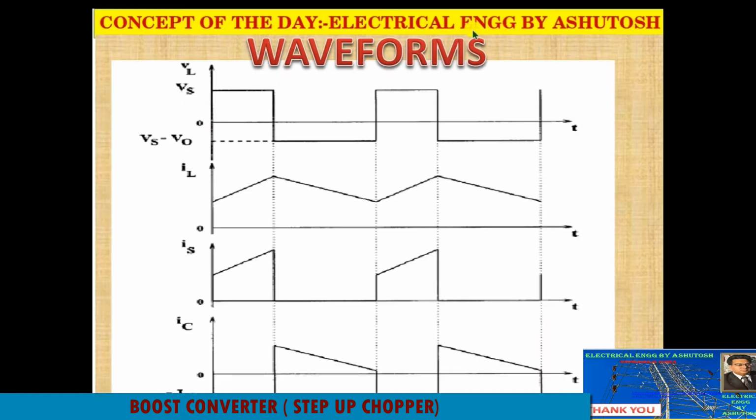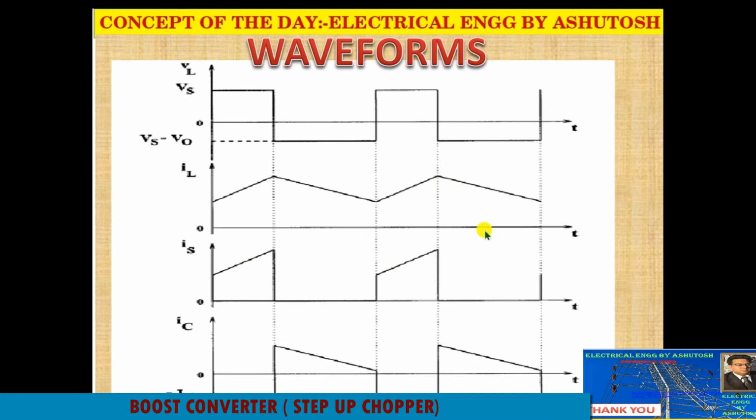So guys, these will be the waveforms. This is the on time, and this is the off time. During on time, the inductor current increases from some value. It does not increase from zero, there will be some initial value. So it increases as the charging current, and then during turn off it decreases. Charging current increases and then decreases.